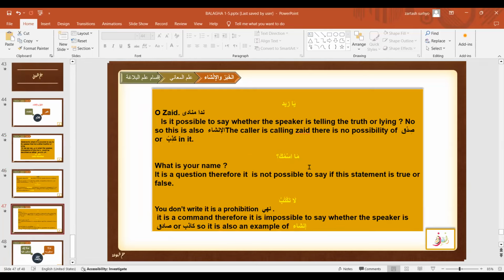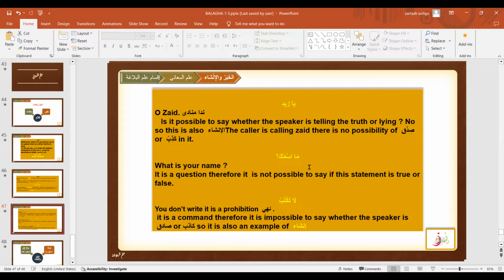There are some more examples. Ya Zaid, O Zaid. You know that this is a call, nida. Is it possible to say whether the speaker is telling the truth or not? We can say no, it is not possible. So this is called insha because the caller is calling Zaid and there is no possibility of truth or falsehood. Here it is kalam, but the type is insha.